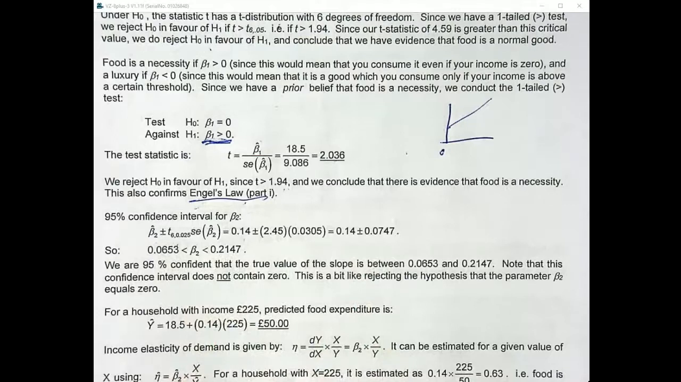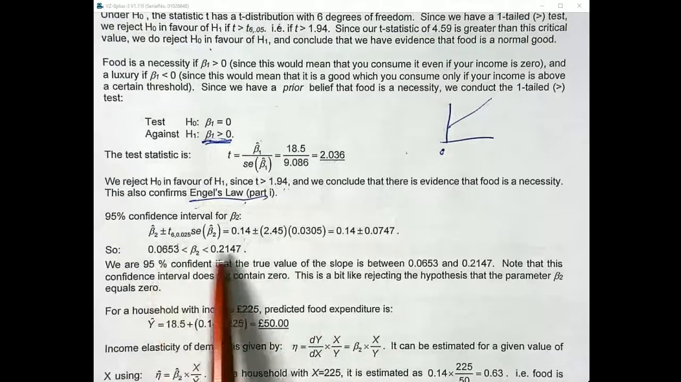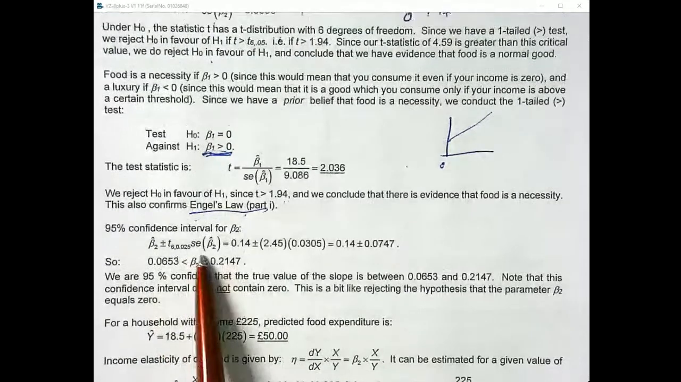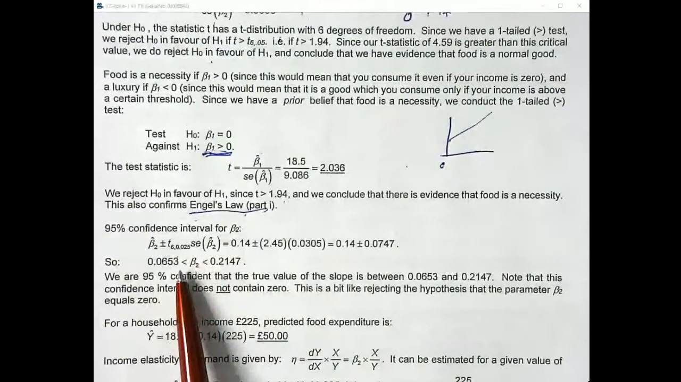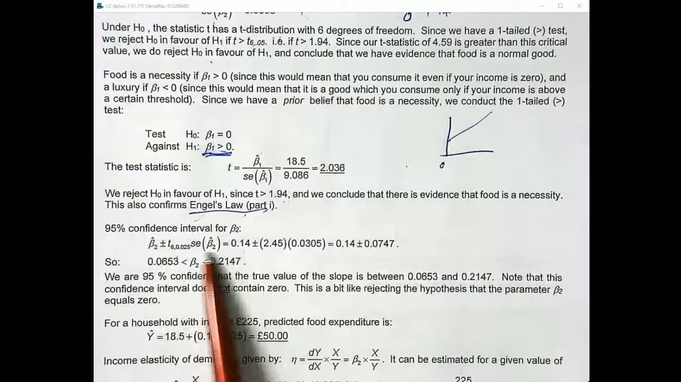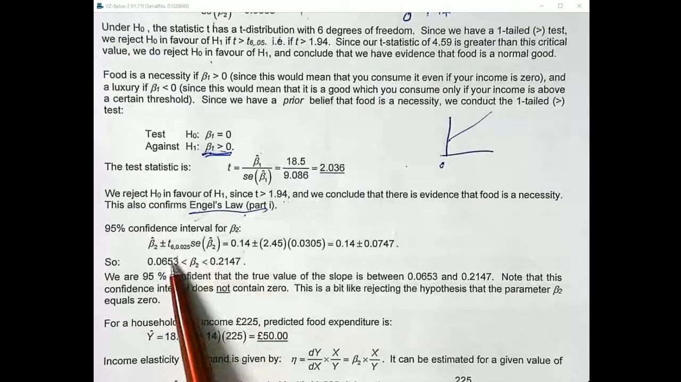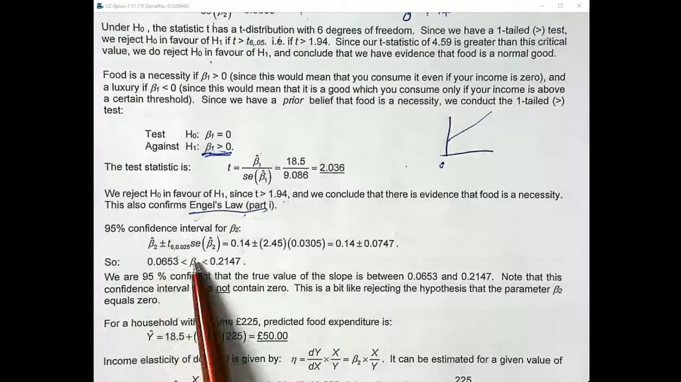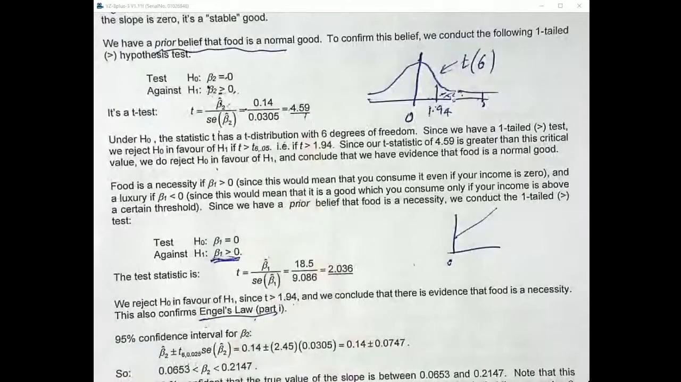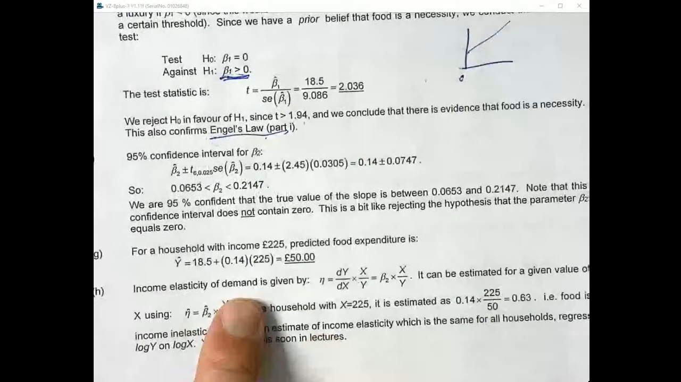The interpretation of the confidence interval is that we are 95% confident that the true value of the slope is between those two numbers. Now, the whole confidence interval is positive. That's a bit like saying we reject the hypothesis that the slope equals 0 in favor of the alternative that it's positive. If your confidence interval is completely positive, then you've got evidence that the slope is positive. So the confidence interval is closely related to the t-test that we did here. It's closely related, but not the same. And then you can do a prediction.